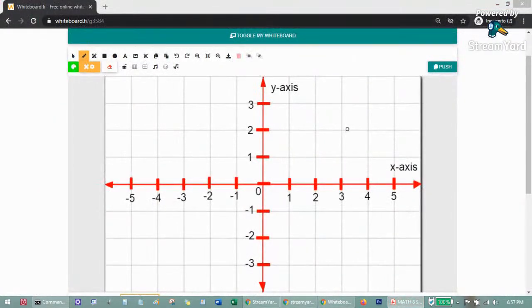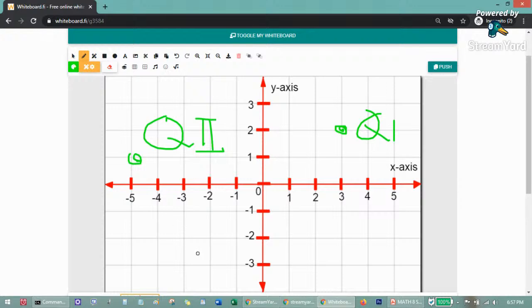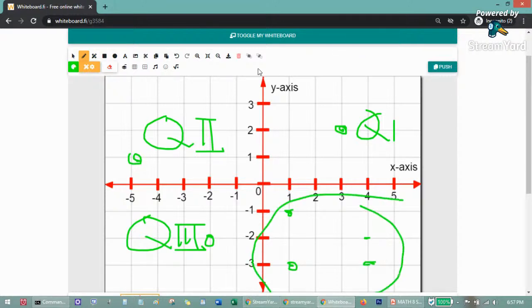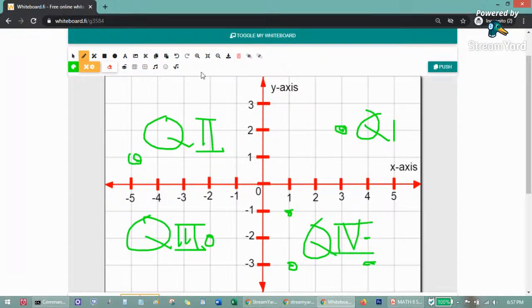Okay? So, pag ang point ay nandito, this is quadrant 1. Kapag ang point is nandito, this is quadrant 2. Kapag point ay naandito sa lugar na to, dito sa region na to, that's quadrant 3. And kapag yung point ay nandito, pwedeng dito, pwedeng dito, kahit saan dyan, basta nandito, that is quadrant 4. Okay?